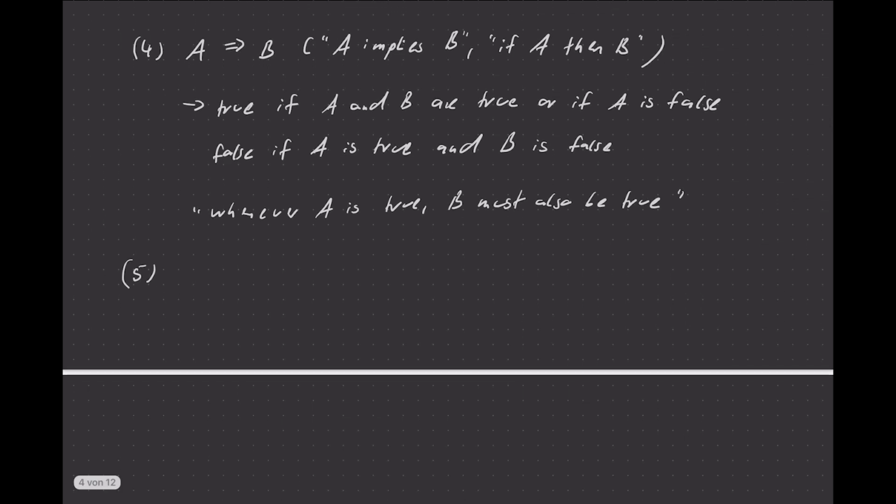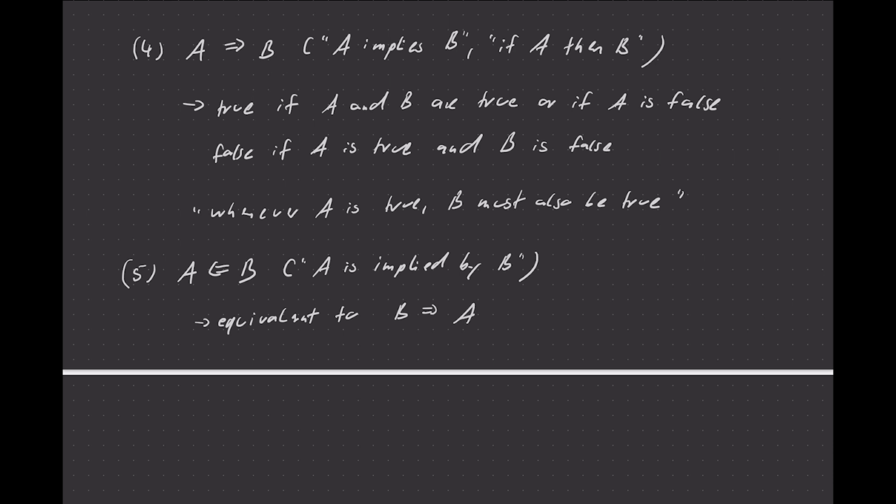There's a quick notation to express the opposite of that, of course. You can also write something like A is implied by B, like this. You just reverse the arrow. A is implied by B. And that is equivalent to B implies A. So just a conventional shorthand.